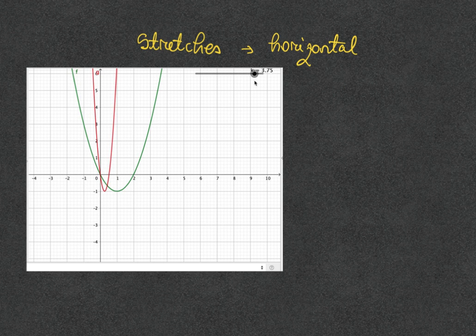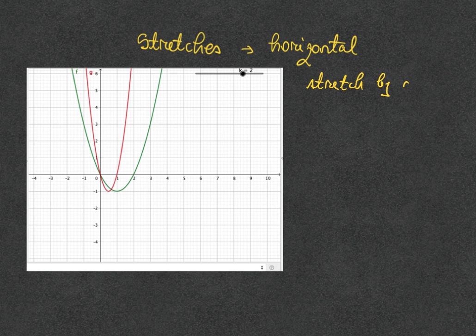So I'm going to stop the movie at a stretch by a factor of 1/2. So this is defined as a stretch, what you see, by a factor of 1/2. A factor of 1/2 actually tells you that it's a compression. Let's see how the red graph is obtained from the green graph.